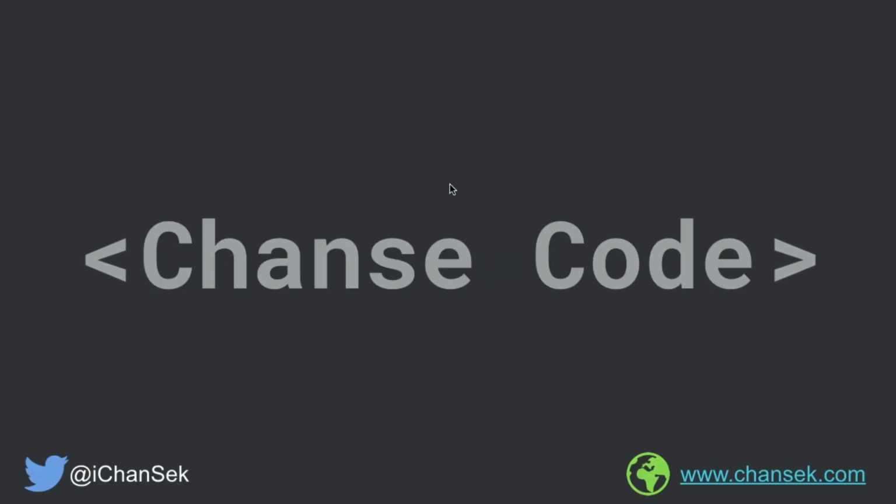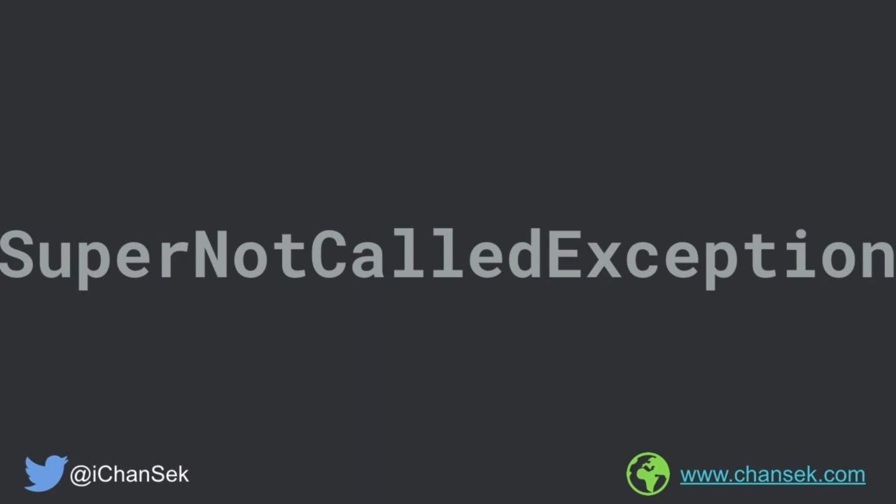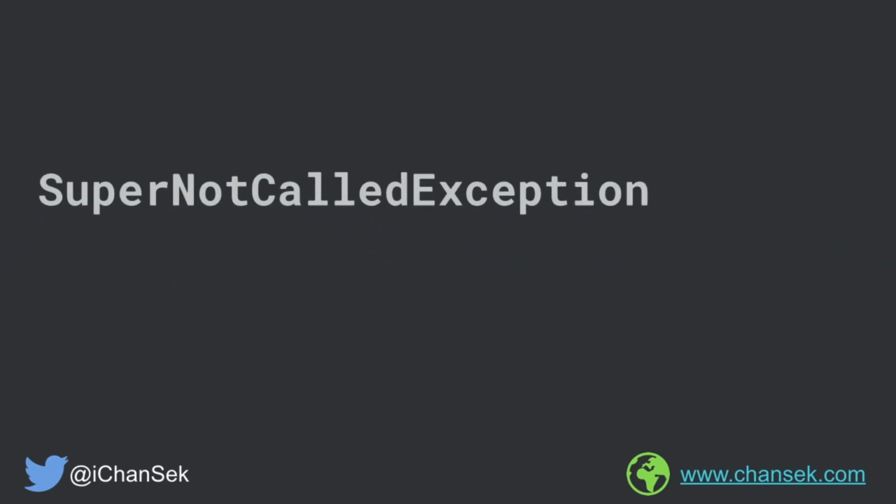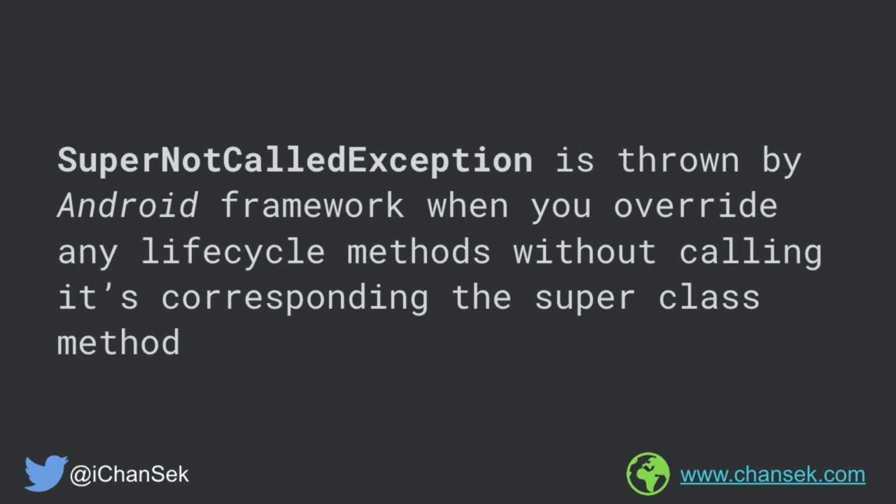In this video, we are going to explore an exception instead of an API. And the exception for today's topic is SuperNotCalledException. If you are an Android developer, then you might probably have seen this, or at least you might have known about it. It is thrown by the Android framework when you try to override a lifecycle method like onCreate and onResume of an activity, or some lifecycle method of a fragment, and you forget to call the superclass method, then you are going to get this exception.